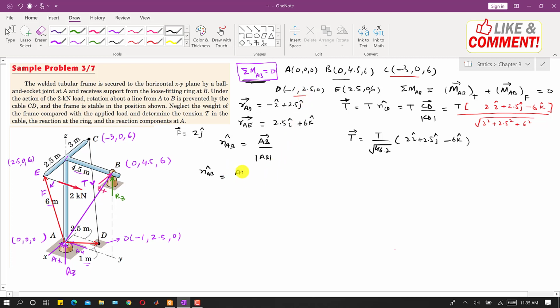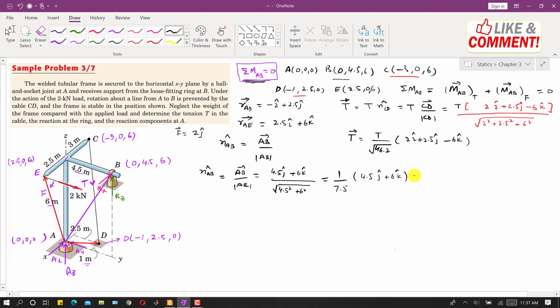So this will be AB vector divided by AB magnitude. Since A is the origin, we can represent that AB vector in terms of these coordinates. So this will be 4.5 J plus 6 K divided by its magnitude. So it is 4.5 square plus 6 square, and this is under the root, right? So when we solve this, the magnitude comes out to be 7.5, right? So this is 1 divided by 7.5 into this, right?